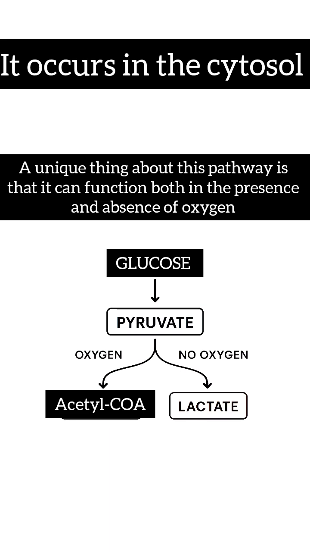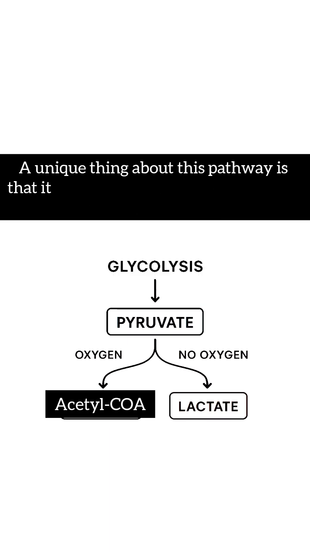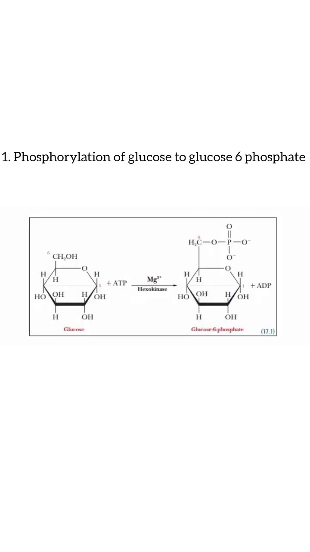Glycolysis consists of a 10-step reaction. The first reaction involves the phosphorylation of glucose to glucose 6-phosphate by hexokinase, or glucokinase in the liver. This step commits glucose to the glycolytic pathway, ensuring that it is available for energy production.